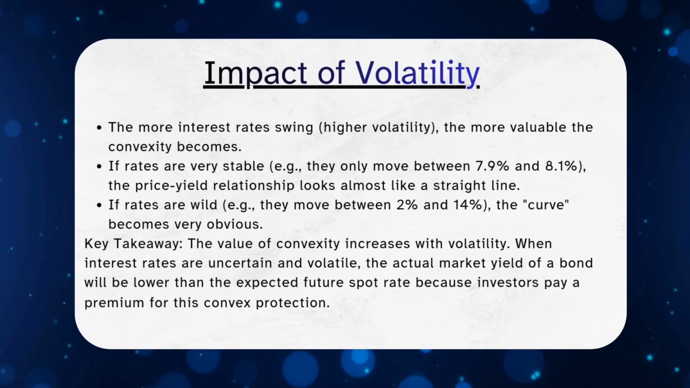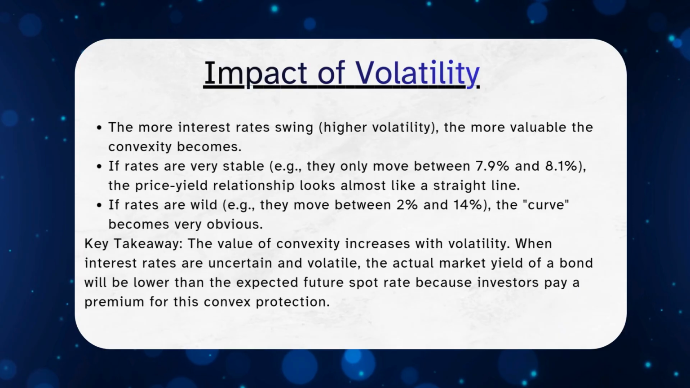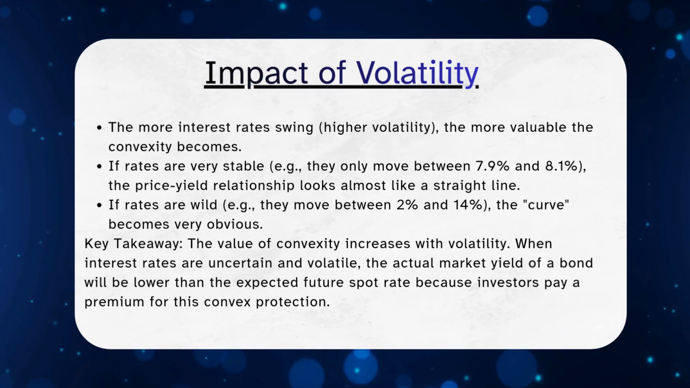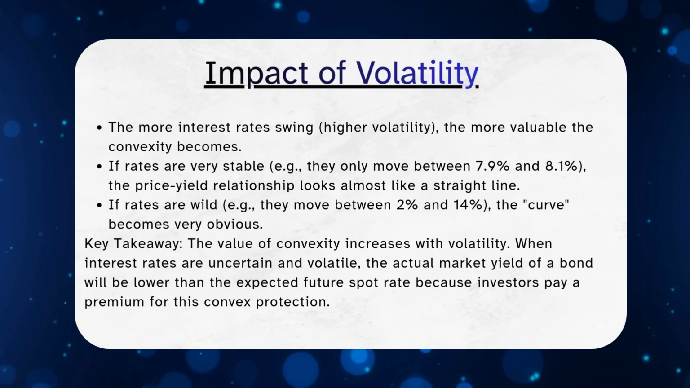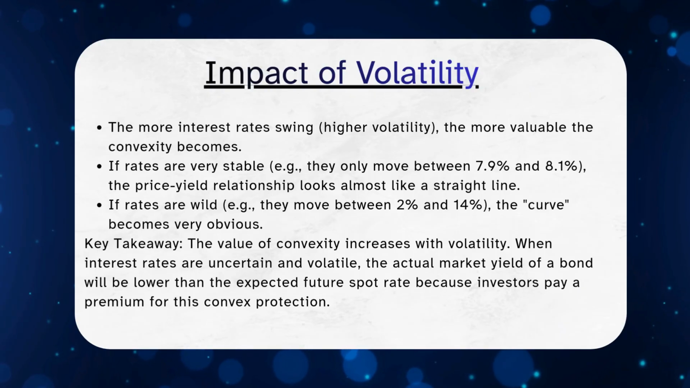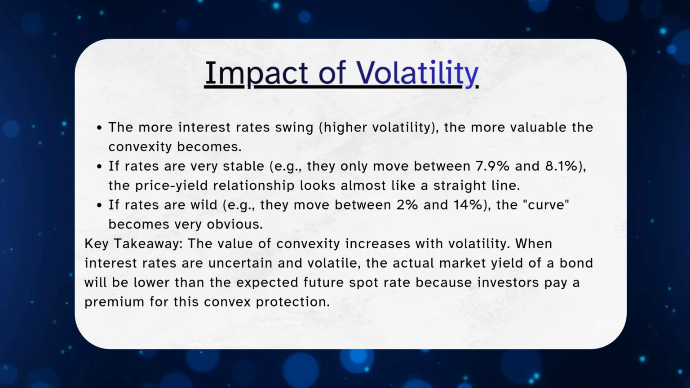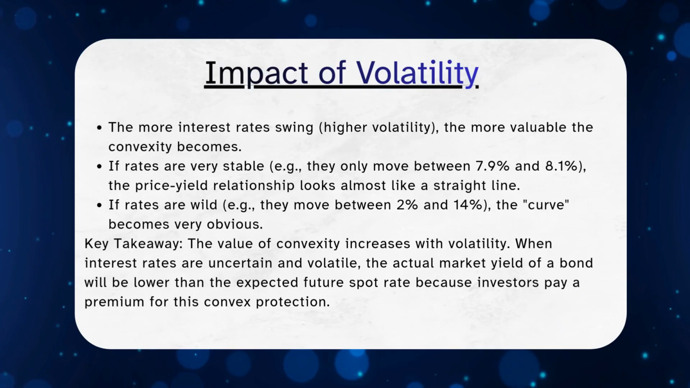Volatility is the fuel that powers convexity. If interest rates are stable and barely move, the curve doesn't matter much because you stay on one spot of the line. But if rates are volatile, swinging wildly between high and low extremes, that curve becomes your best friend. The more rates fluctuate, the more that upward push in price benefits you. This is why we say the value of convexity increases right along with market volatility.